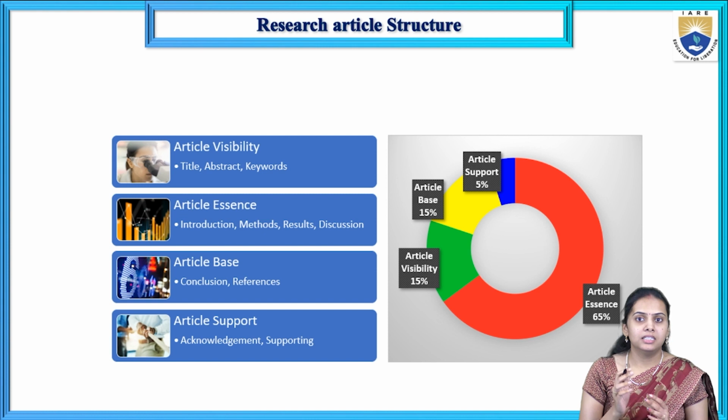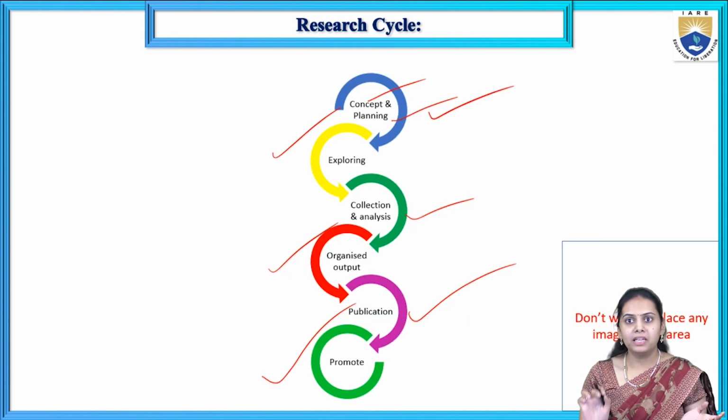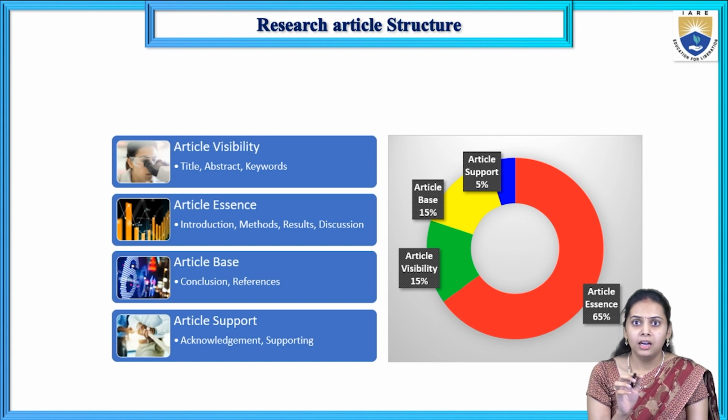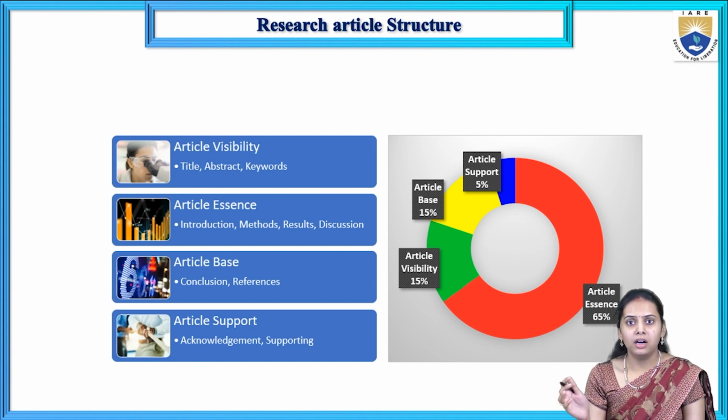And the research article structure. As we saw, the publication is part of the research cycle, and to write a publication, it is a research article. What are the areas we cover to write an article? The article visibility, which covers the title, abstract, and keywords. And the second, article essence, which covers the introduction, methods, results, and discussion. Article base covers conclusion and references.